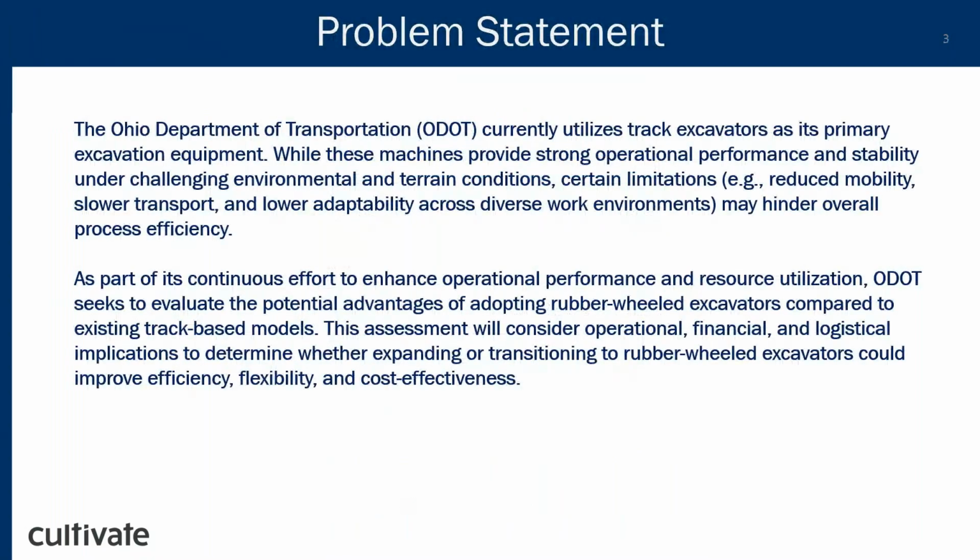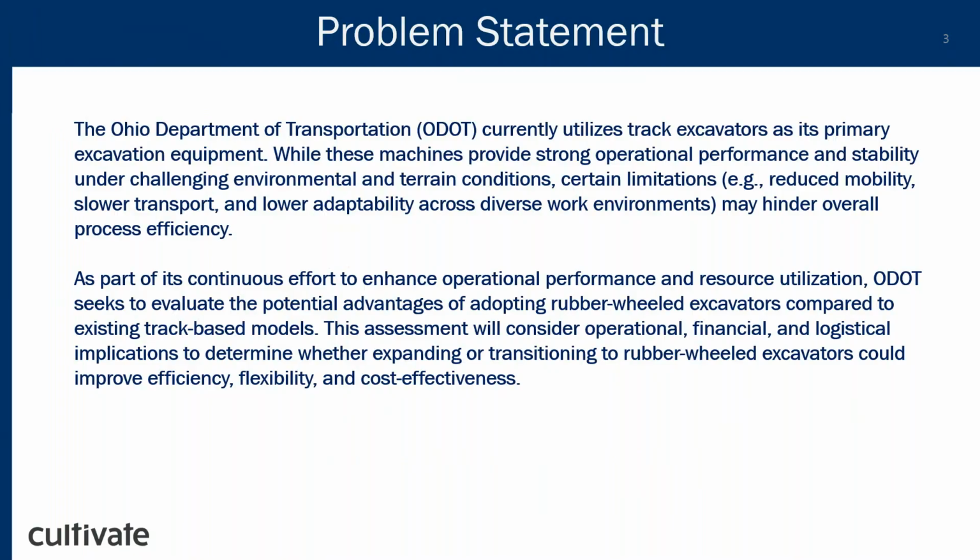So here's what the research project was actually trying to accomplish. First, ODOT utilizes track excavators exclusively as their primary excavation equipment, and they realize that there are certain limitations of its use, like reduced mobility, deliberate transportation from site to site, and a need for a larger set of workers because of it. What this did was lead ODOT to want to evaluate rubber-wheeled excavators in comparison with track-wheeled excavators.